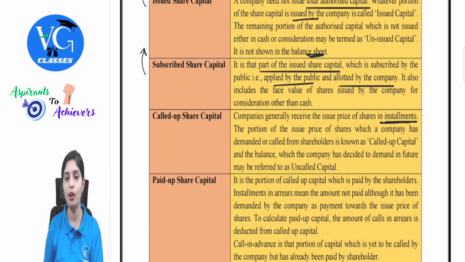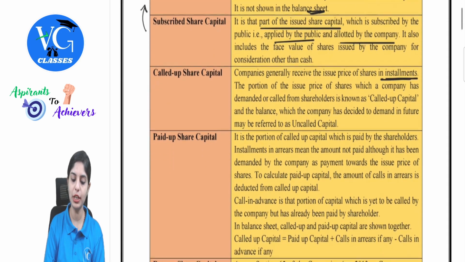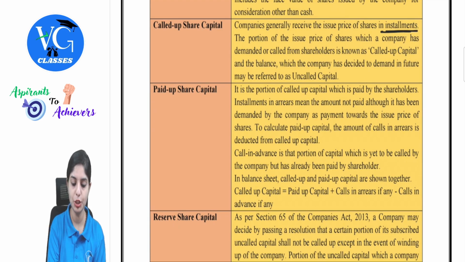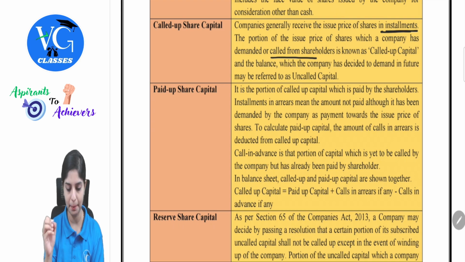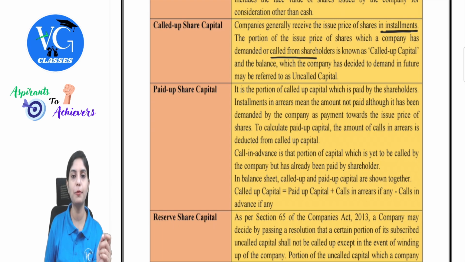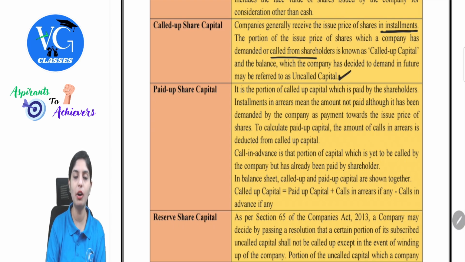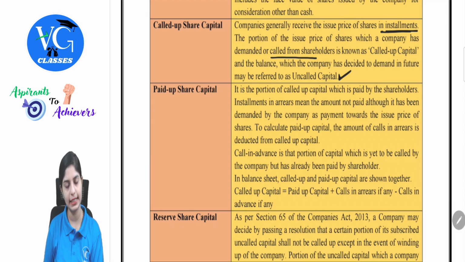Now let's focus on called up capital. The portion of the issue price of a share which a company has demanded or called from shareholders is known as called up capital. The balance which the company has decided to demand in future, when it doesn't yet know, is what they are not focusing on. They are just focusing on how much is required for the current scenario. For that purpose they have called some amount of the total face value. The remaining will be referred to as uncalled capital. Clear with this?